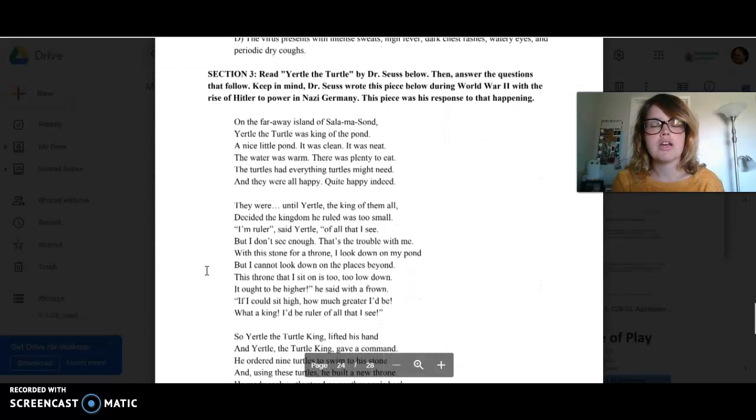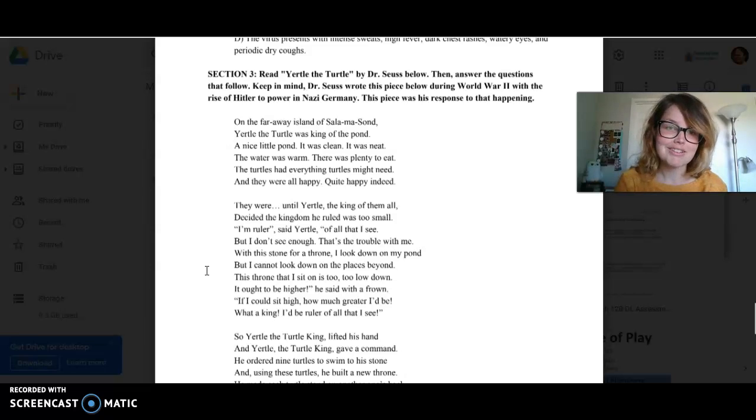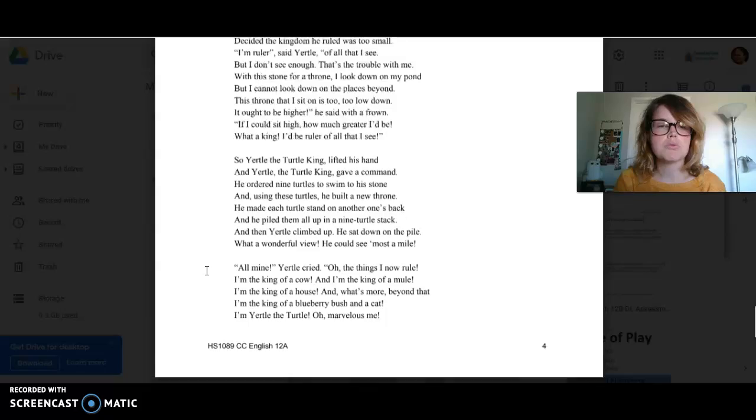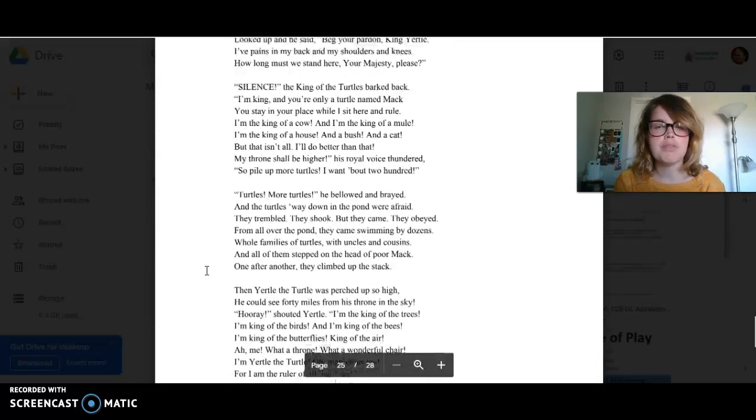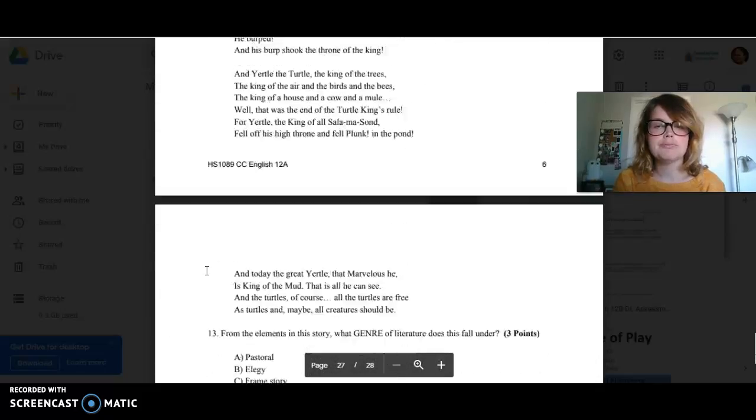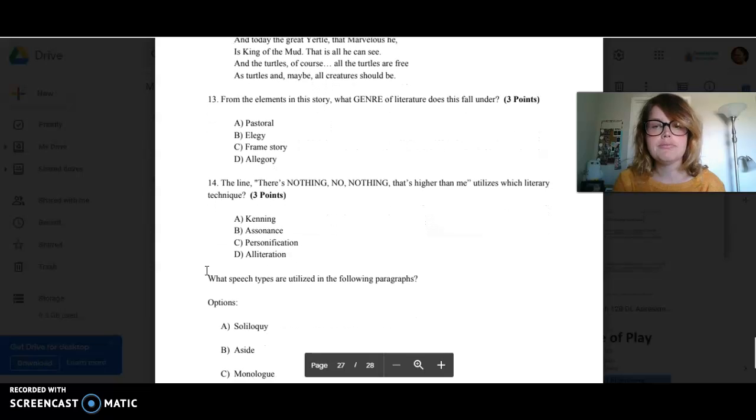Section 3 also has a reading passage, so you're going to read Yertle the Turtle by Dr. Seuss. Yay! And then answer the questions that follow. Keep in mind, Dr. Seuss wrote this piece during World War II with the rise of Hitler to the power of Nazi Germany. This piece was responding to what happened. So I'm going to read this out loud to you. It's very long, but I'm going to read the questions first, because that helps.